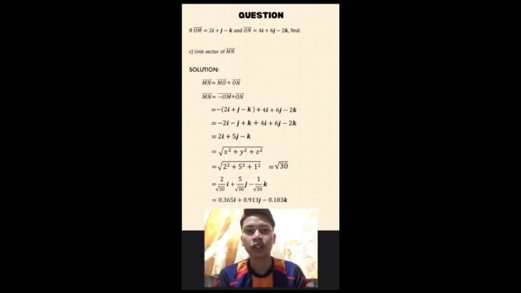Okay, now we need to count the equation to the same with magnitude. So the formula is square root of x square plus y square plus z square. So replace it: square root of 2 square plus 5 square plus 1 square. The answer is square root 30.